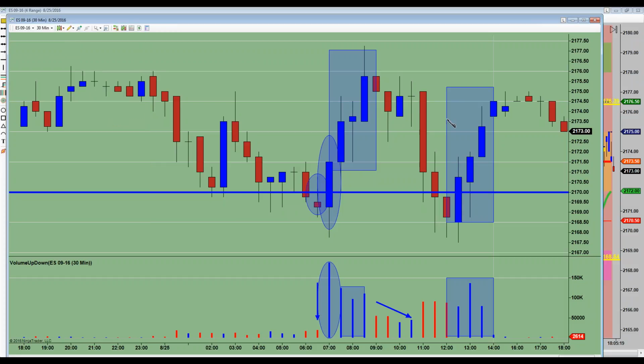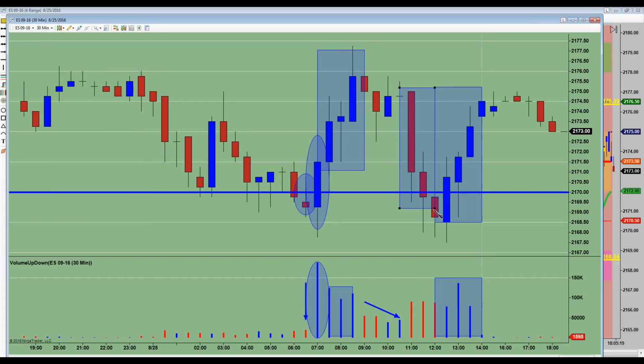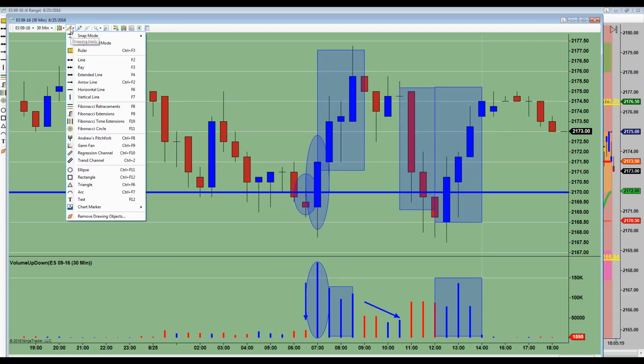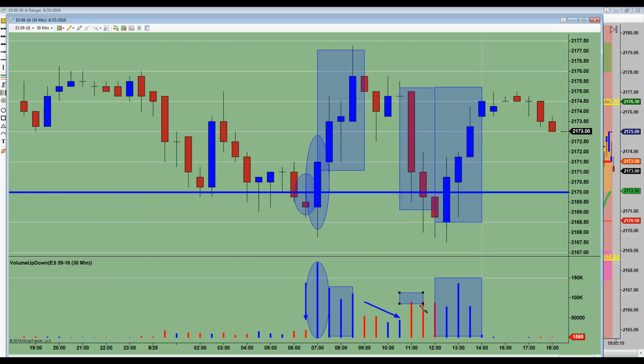Right here. See it? See these enormous sell bars? 100,000 contracts each. So this is when they get back from lunch. The sell programs were engaged, right here.